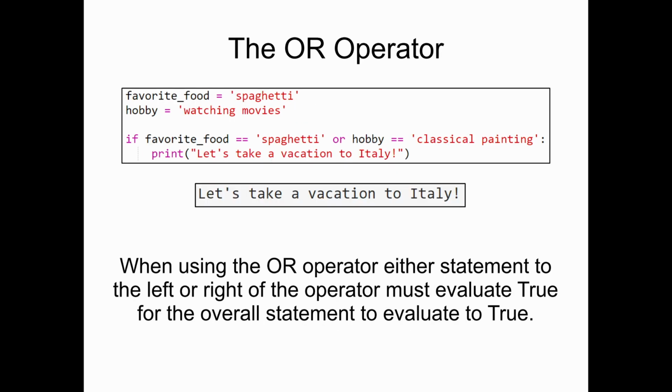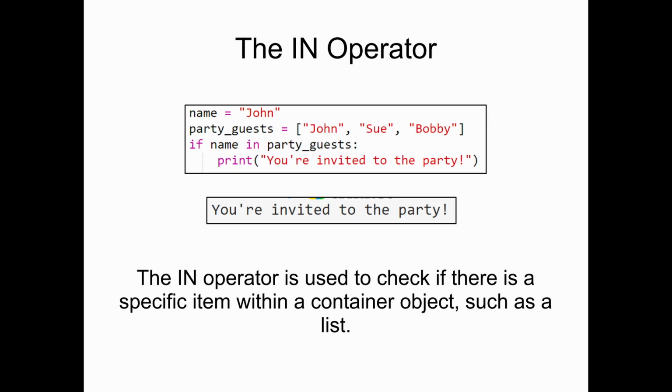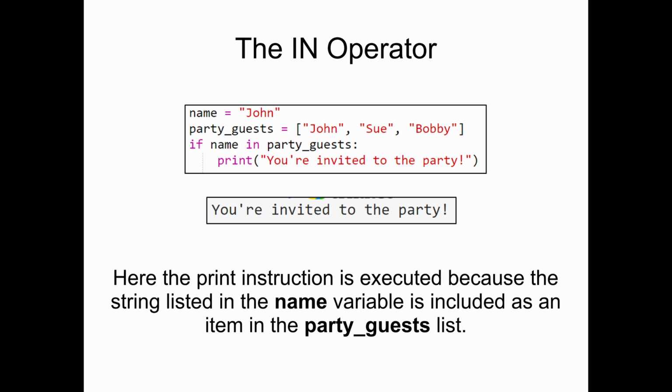When using the OR operator, either statement to the left or right of the operator must evaluate true for the overall statement to evaluate to true. In this example, the if condition would not trigger if both statements to the left and right of the OR operator were false. The IN operator is used to check if there is a specific item within a container object, such as a list. Here, the print instruction is executed because the string listed in the name variable is included as an item in the party guests list.